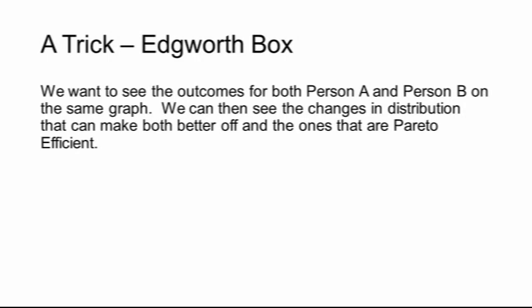And it's difficult to see when we have the two graphs separate. So what we're going to do is use a trick. That trick's called an Edgeworth box. The advantage of the Edgeworth box is that we'll put both of the indifference curves in the same diagram. That will allow us much more easily to see when both are made better off, or when I can't make one better off without making the other one worse off. Where are those Pareto efficient points?